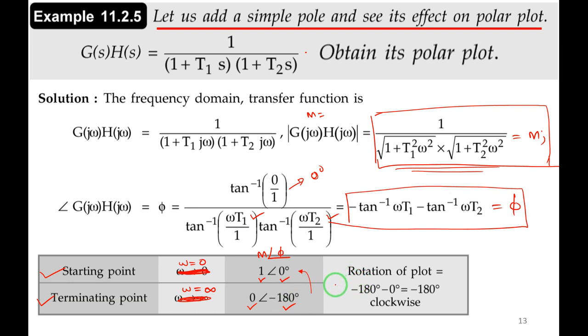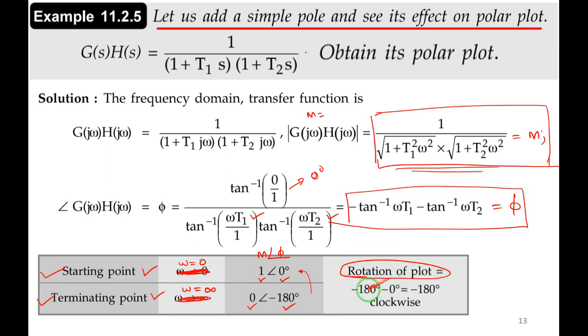I am assuming that you are familiar, you are comfortable in calculating the magnitude and phase. I am going fast, that's all. If you ask, I'll stop and tell once again. Right? Next, we have the magnitude and phase values for the starting point of frequency and the terminating point of frequency. Then what is the rotation of the plot? So we will calculate the rotation of the plot.